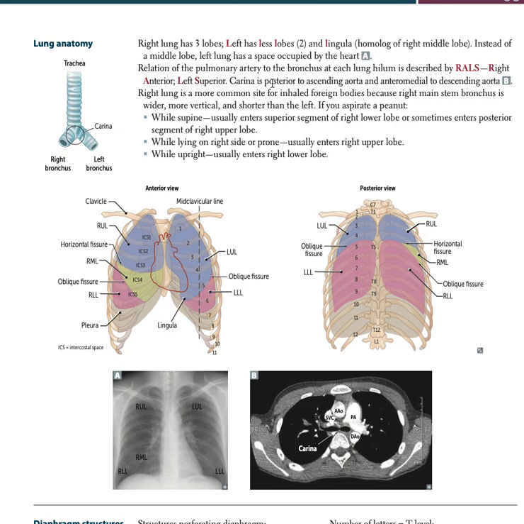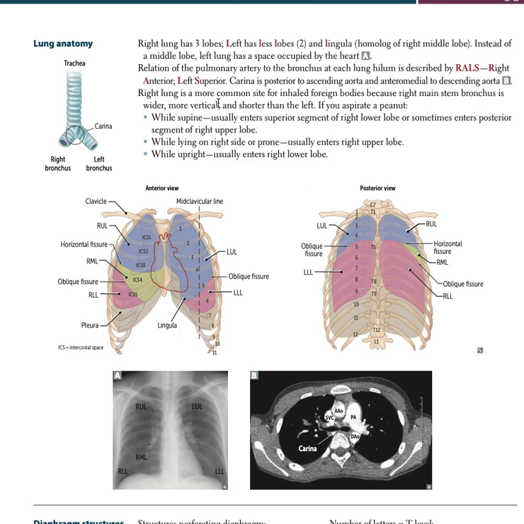So the carina is posterior to the ascending aorta and anterior medial to the descending aorta. This is the carina, the aorta, anterior is the ascending aorta, and here towards the medial side, anterior medial is the descending aorta.